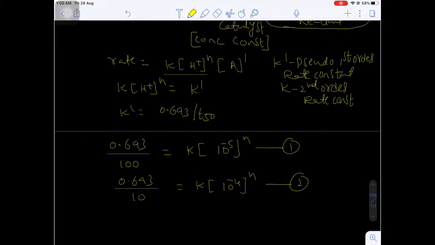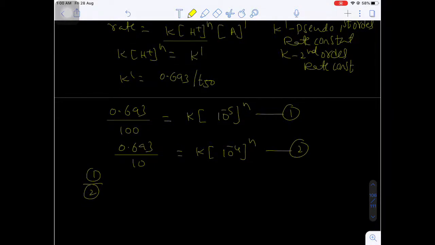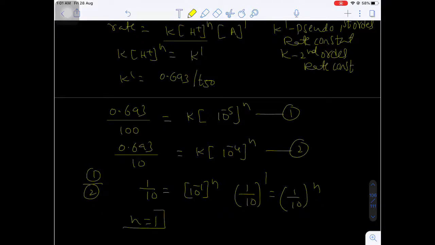Now here, equation 1 divided by equation 2. So you will get here 1 by 10, K gets cancelled. Here you will get 10 to the power minus 1, to the power n. So 1 by 10 will be equal to 1 by 10 to the power n. So bases are equal, so powers must be equal. So n value here is 1.